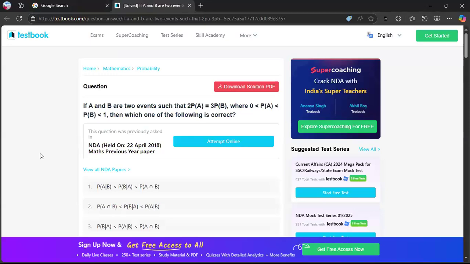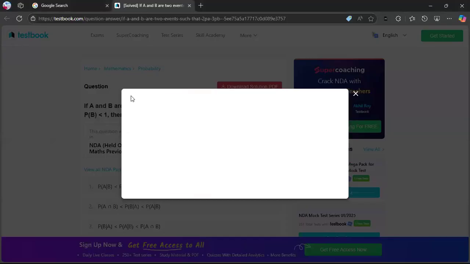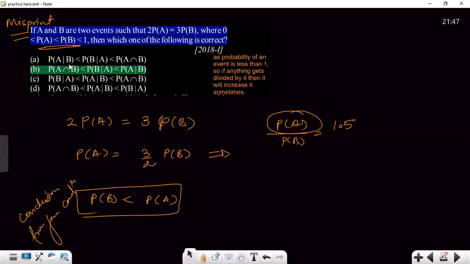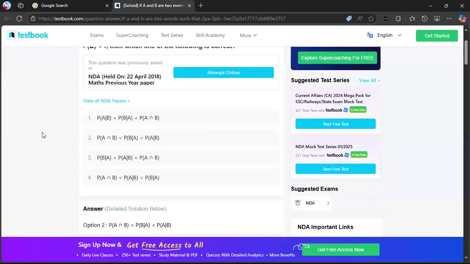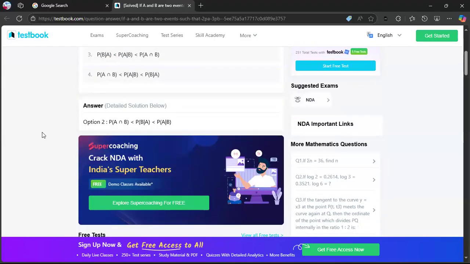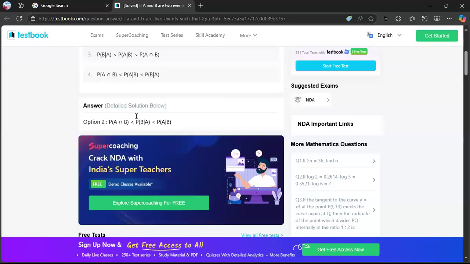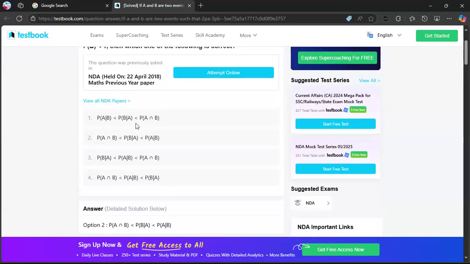2 P(A) is equal to 3 P(B). 2 P(A) is equal to 3 P(B). So the question is given correctly in the book. Okay, and our answer is this here.